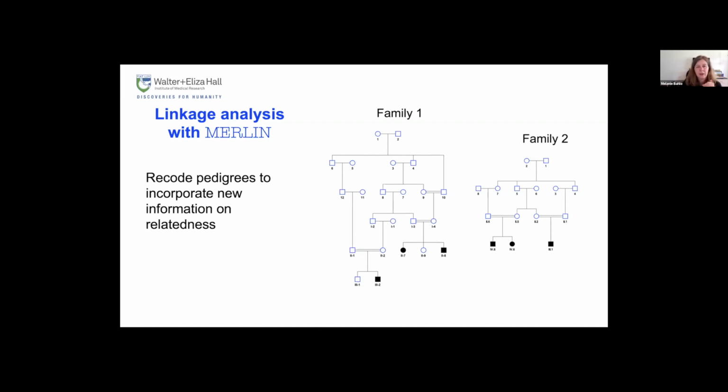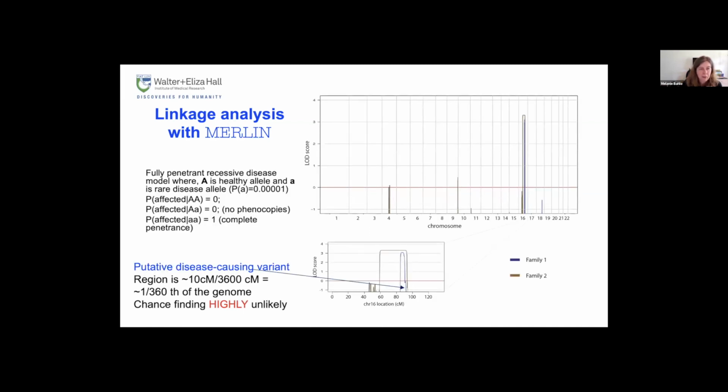You then have to import all of your genetic data, your disease locus, information on affectedness status, and the pedigree structure into this program called Merlin, which will perform the likelihood ratio testing, so the linkage analysis. And here are the results for the linkage analysis.